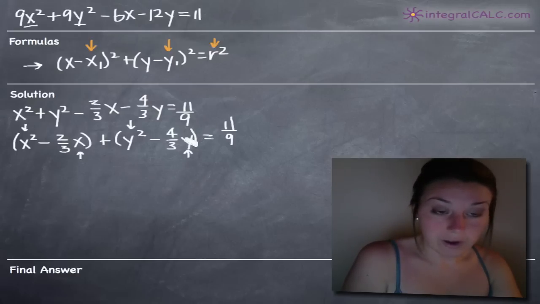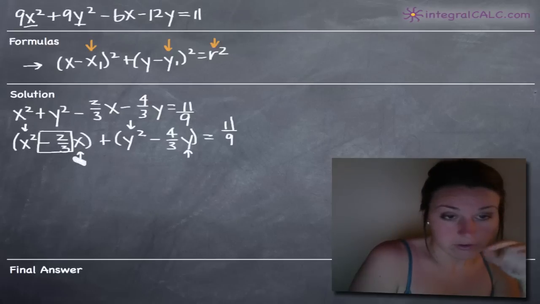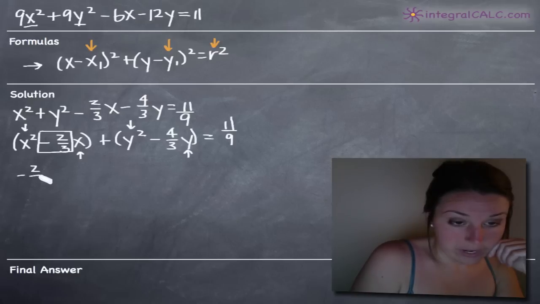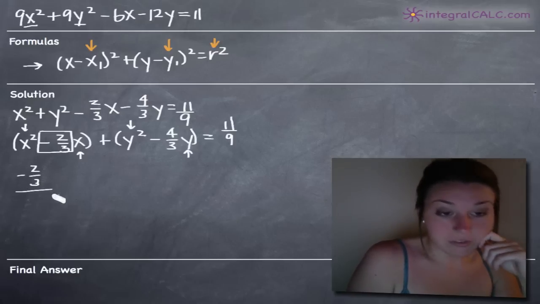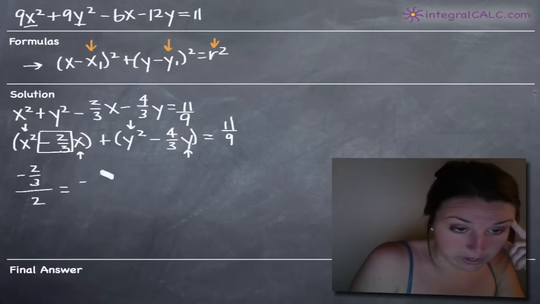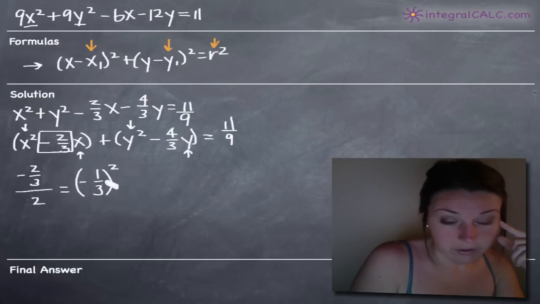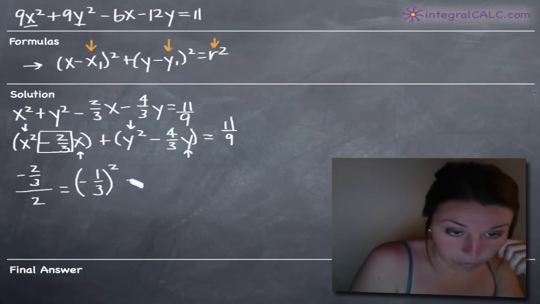So when we complete the square with respect to x, we're going to take the coefficient on our first degree term, which is negative 2/3. So we're going to take that coefficient, negative 2/3, and completing the square tells us we need to divide that coefficient by 2. So negative 2/3 divided by 2 is going to be negative 1/3. So negative 1/3, whatever we get for our answer, we then square it. So negative 1/3 squared gives us a positive 1/9.